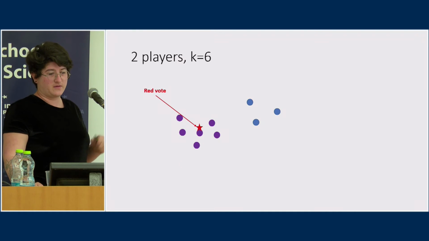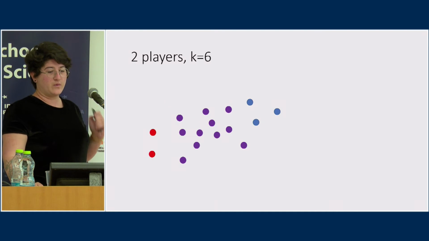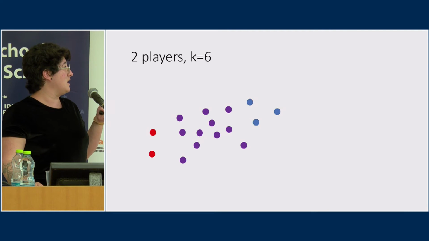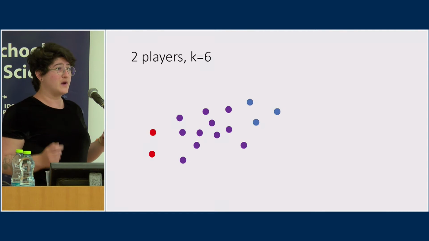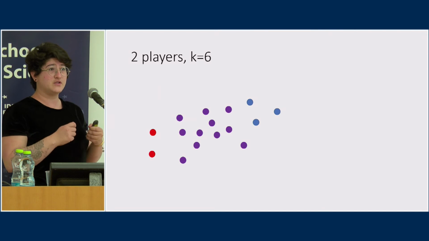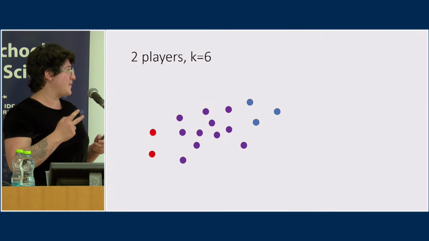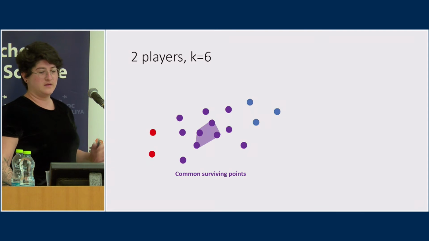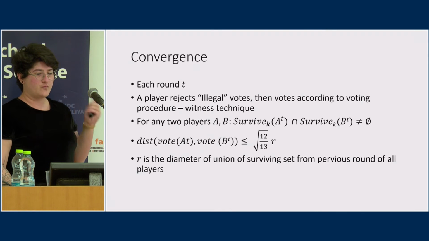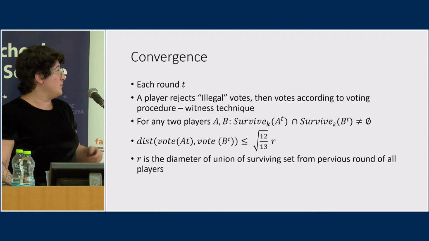So these are two different votes, and what we want to show is that these votes are close to each other in every round, and the distance converges, the points converge towards each other for every pair and for everyone altogether. So this turns out to be true.